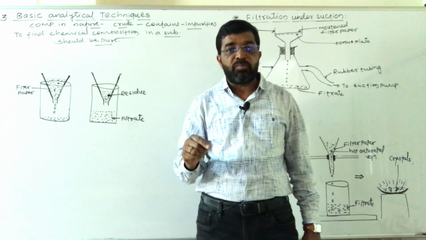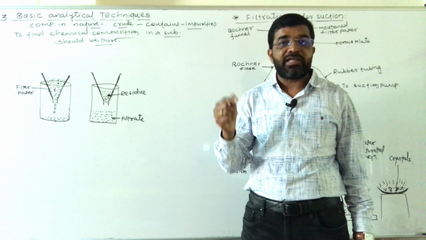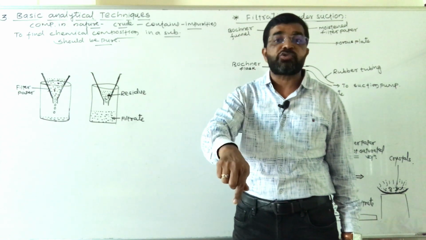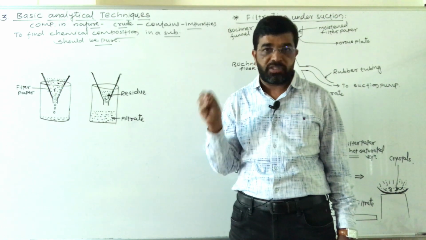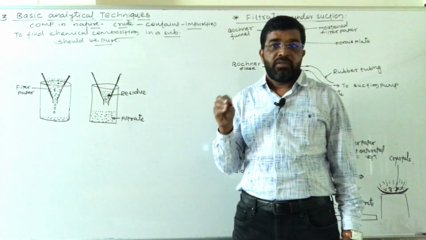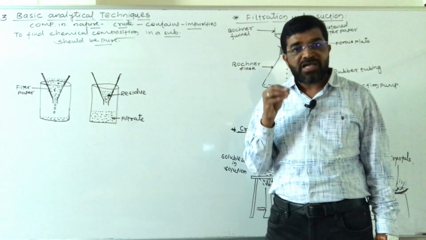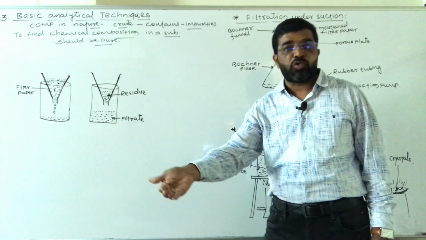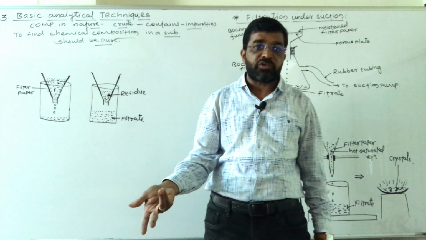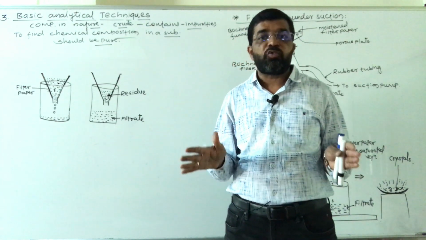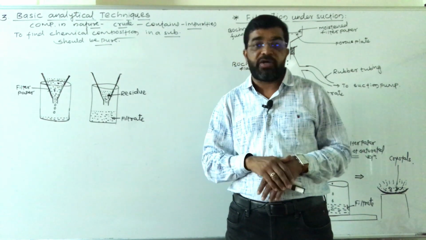If the impurities are soluble in the solvent in which the substance is soluble, then it is difficult to remove the impurities. In the solvent in which the compound dissolves, if the impurities also dissolve, then it is difficult to remove the impurities and purify that compound.